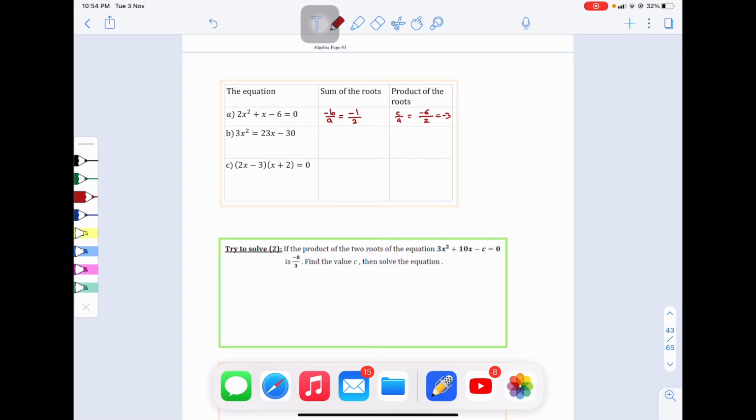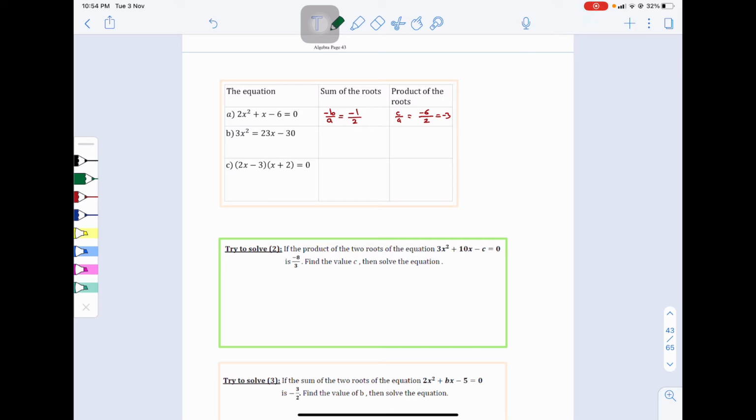In this equation, at first, moving 23 to the other side, 3x squared minus 23x plus 30 equals 0. So the sum of the two roots equals negative negative 23 over 3, equals 23 over 3. And the product of the two roots equals c over a, equals 30 over 3, equals 10.